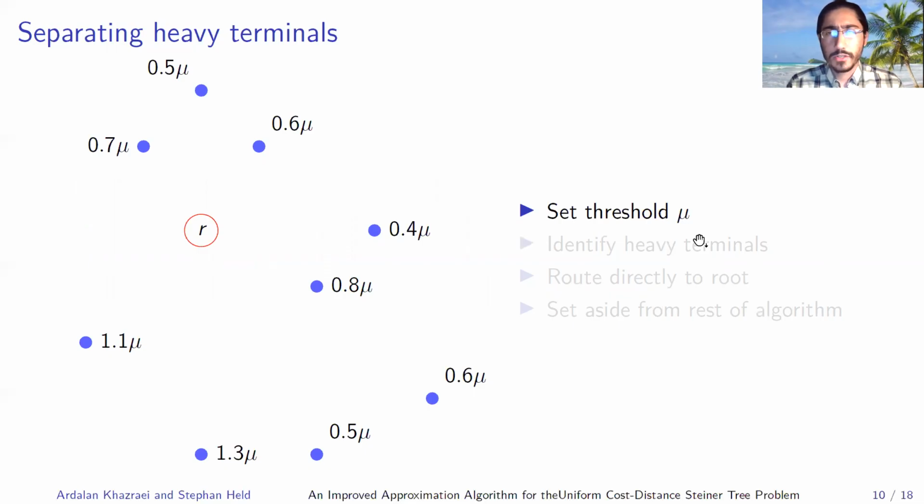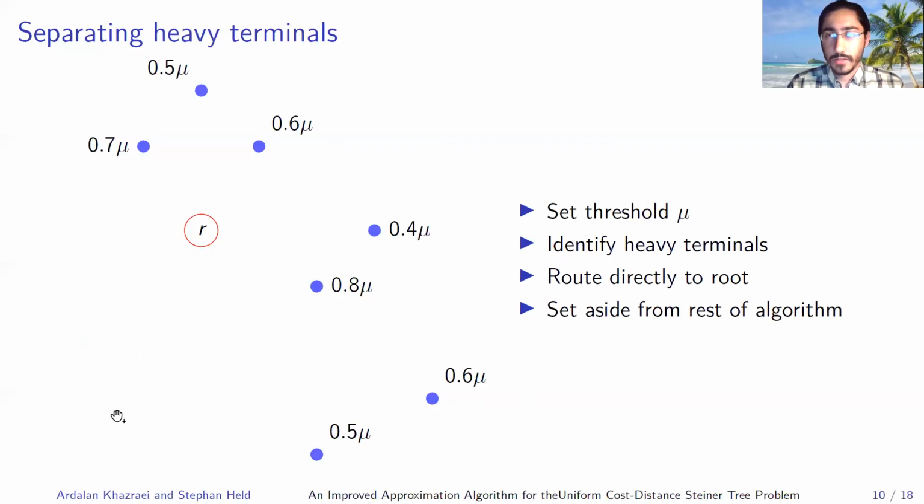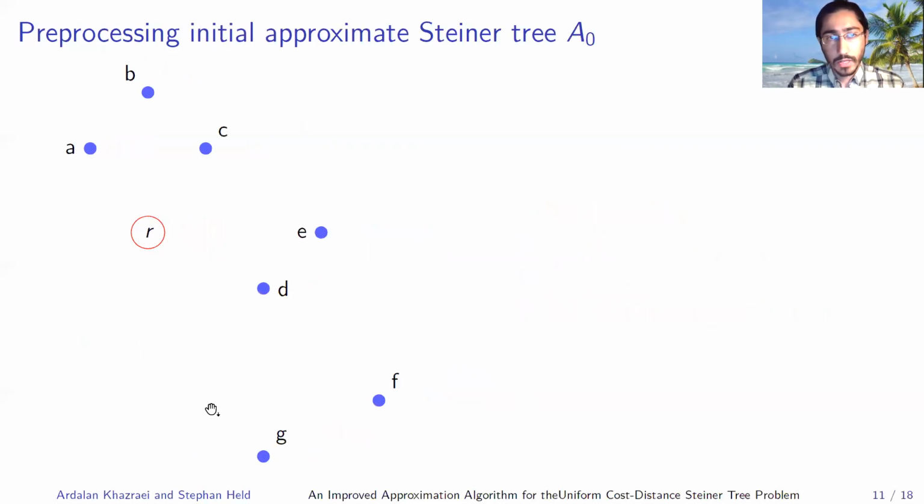threshold mu, the first thing we do before the other steps in the algorithm is first we have to identify heavy terminals. That is, terminals that have a delay weight above the threshold. So that would be these two terminals here in this instance. After identifying them, we may simply connect them directly to the root by shortest paths, and then set them aside from the rest of the algorithm so we don't have to deal with them anymore.